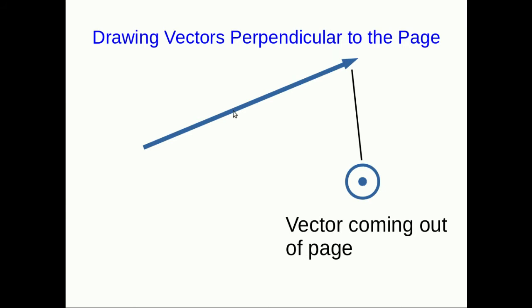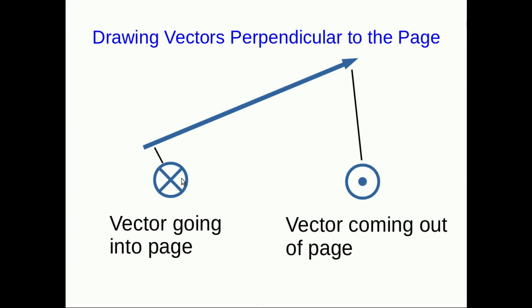When the vector is going into the page, we draw it this way. And that might seem like a funny symbol for you, but the way to think about it is, well, this is an arrow. What's at the back end of an arrow? Well, feathers, of course. So here you're seeing the feathers.